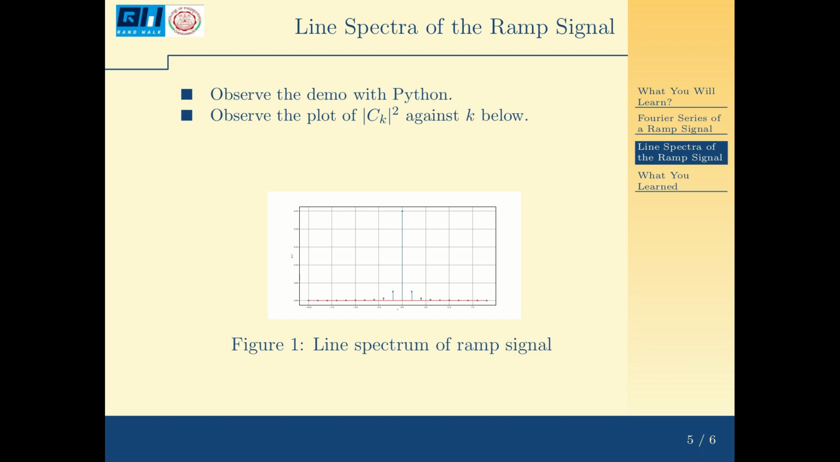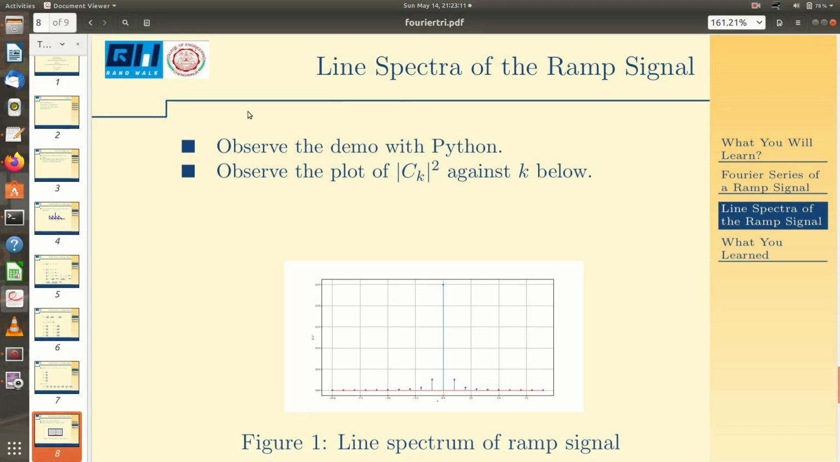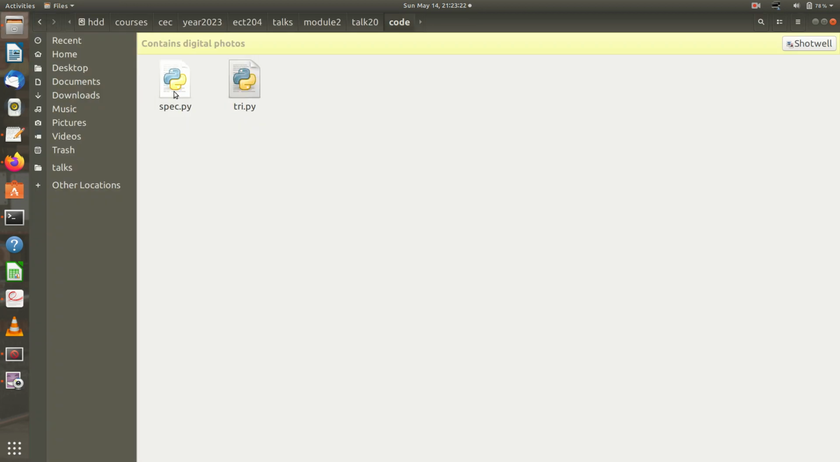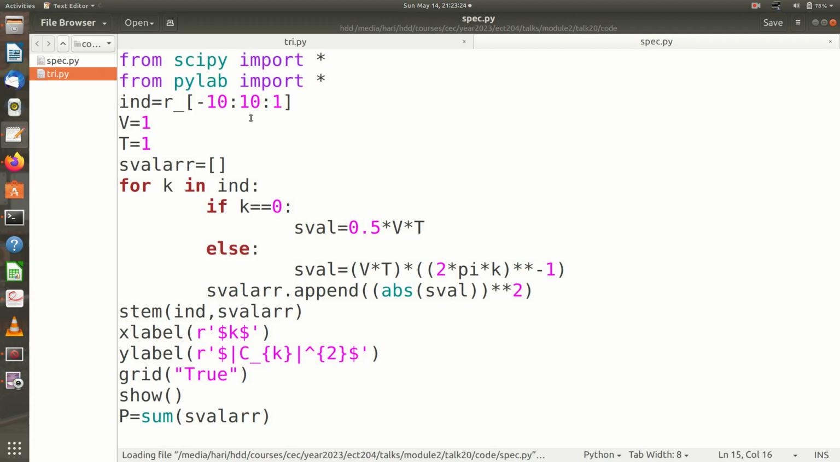Now you can have a plot of mod ck squared against k. You can see how the energy is distributed between different spectral components. You know that there are only sine terms, and this energy is plotted between different spectral components. So let us see how the energy is distributed among different spectral components. I have another Python code here, where I am trying to plot the spectral component mod ck squared against k.